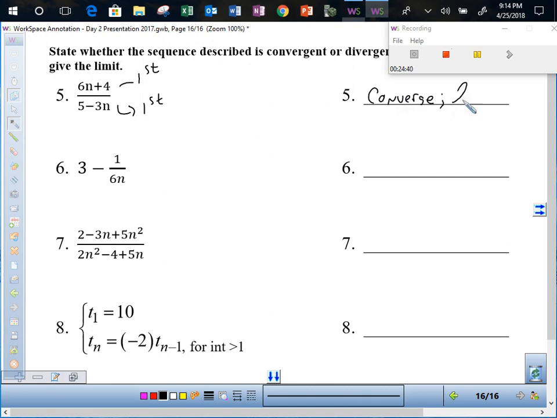Now let's go figure out the limit. So look at the coefficients of that part. I'm going to look at the coefficients right there, guys. Look at the coefficients of 6n over -3n. Look at 6 divided by -3. This has a limit of -2.